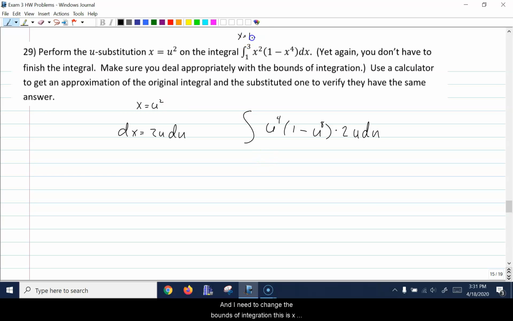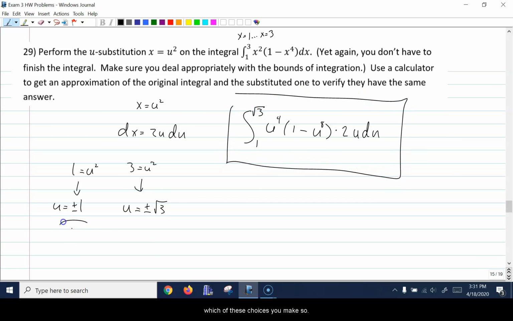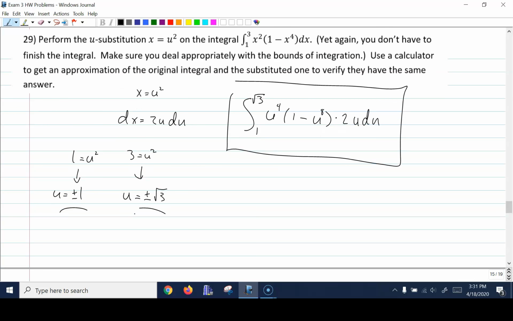This is x equals 1 to x equals 3. If x is 1, what's u? 1 equals u squared, 3 equals u squared. I get two answers. I'm in a weird situation where I can pick either of these. Let's make it from 1 to root 3, the simplest choice. The answer will turn out to be the same no matter which of these choices you make, though. Kind of surprisingly. Cool.